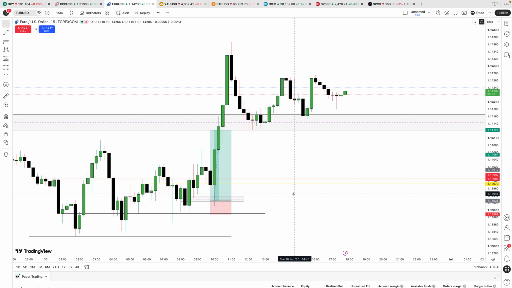ICT always say trade the kill zone. Now the opening time for the kill zone to kick off is 7:30. The price market opens at 6 a.m. Wait for the 7:30 candle to show you where price is moving.